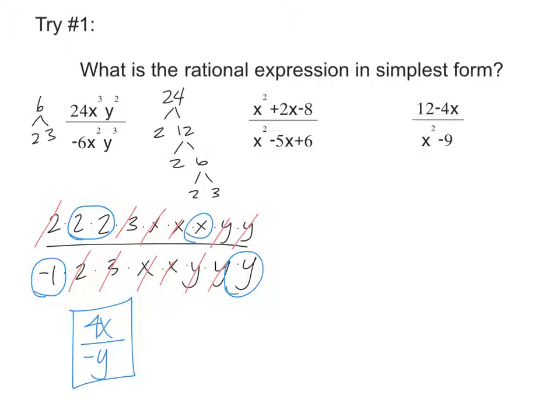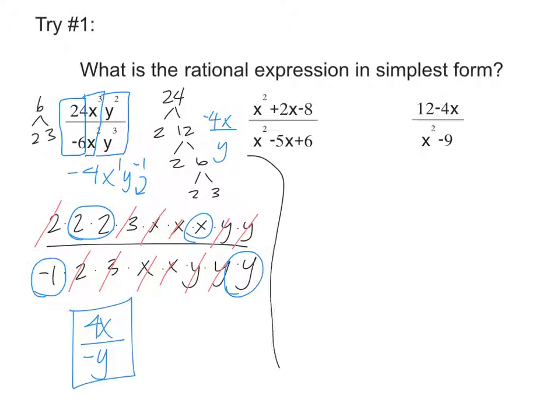Okay, now the shortcut would have been just to say 24 divided by negative 6 is negative 4. If you remember your power rules, you would subtract there. So x to the third minus x to the second is x to the first, or just x. And again, power rules here would tell you to subtract, so that'd be y to the negative first power. But you have to remember that y to the negative first means you move it to the bottom. So again, our answer would be negative 4x over y, which is the same thing. I just moved the negative around. So again, we're done.